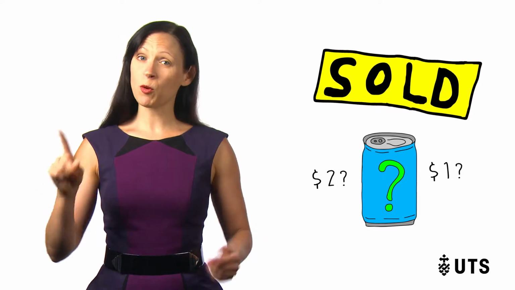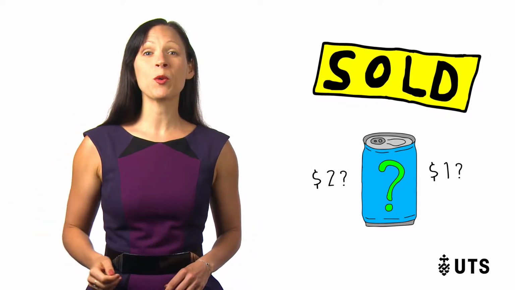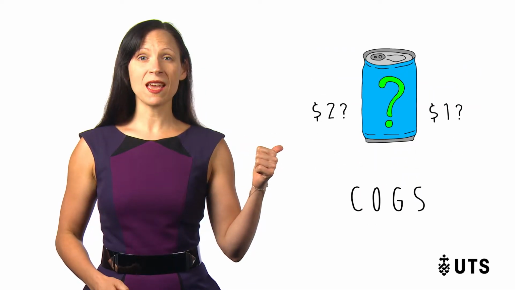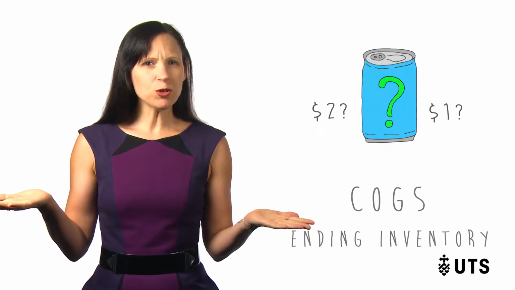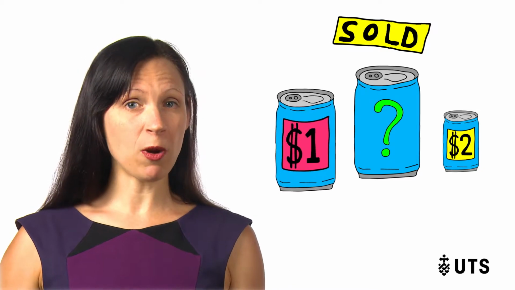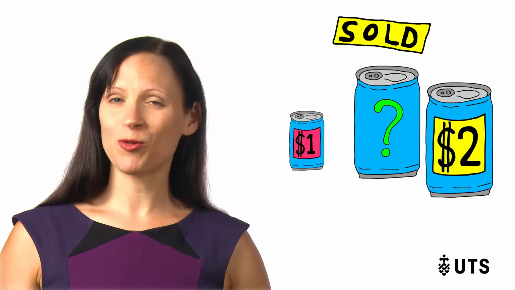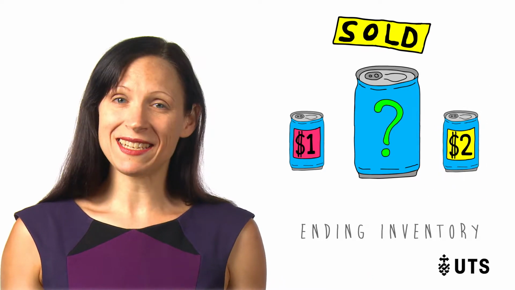Your manager wants a report in 1 hour. You need to tell them two things: the value of cost of goods sold and the value of ending inventory. How do you report the cost of goods sold? Do you use the cheaper, older version or the expensive, recent version? And how do you report ending inventory?